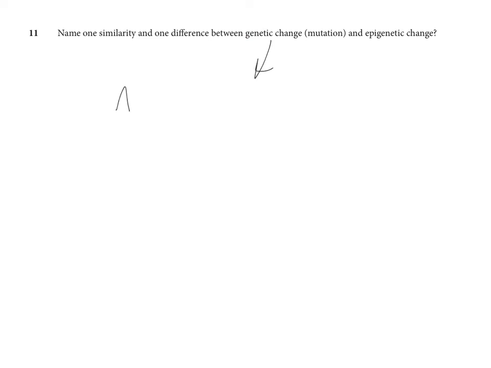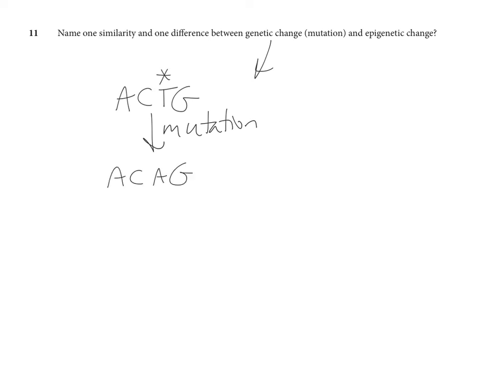The mutation will cause an actual change in the sequence of a DNA strand. For example, a mutation of T might replace a T with an A. This changes the DNA sequence. An epigenetic change does not create a mutation. It doesn't change the actual sequence of the DNA. So that's a main difference between mutation versus epigenetic change.